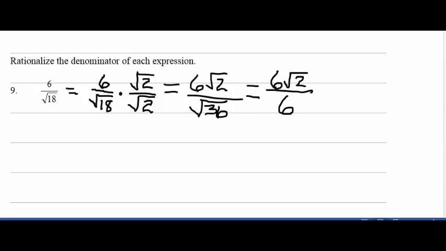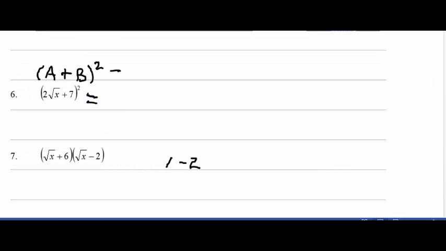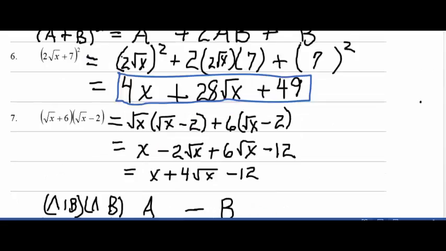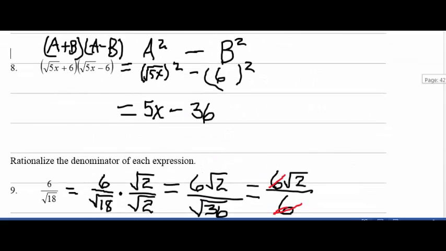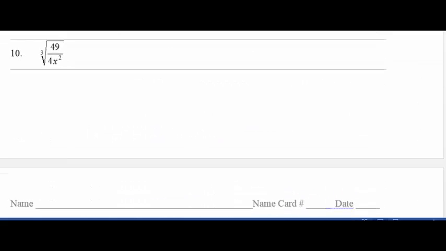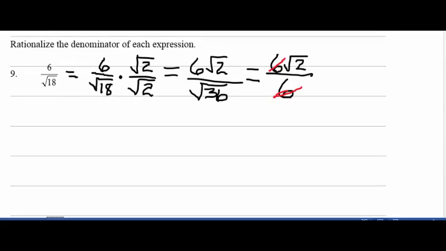So we now can divide out these factors of 6. One's in the numerator, one's in the denominator. So we can divide those out. And we are left with the square root of 2. So that's our final answer on this one.